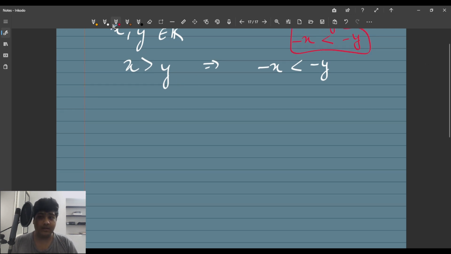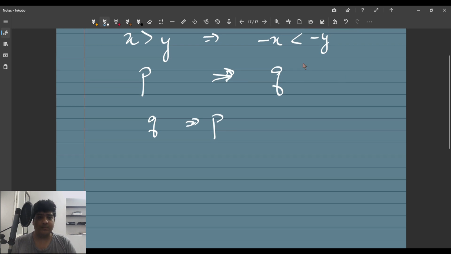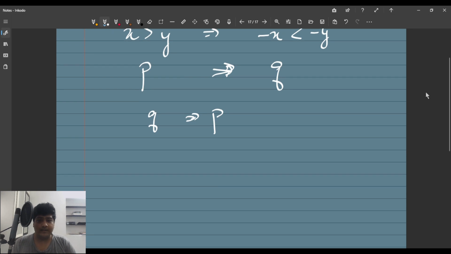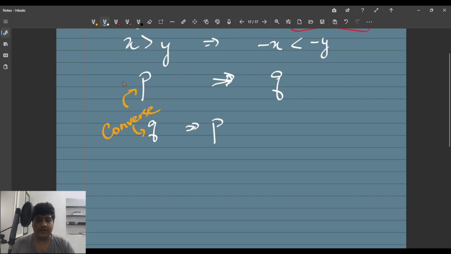So I actually proved this. We proved P implies Q. If x is greater than y is P and this statement is Q, we proved P implies Q. But an interesting thing to be noted there was that Q implies P is also true. Q implies P will also hold true, and this is actually called the converse of this statement. So this is also true. What do I mean by Q implies P? I mean that if minus x is less than minus y, this would imply x is greater than y.